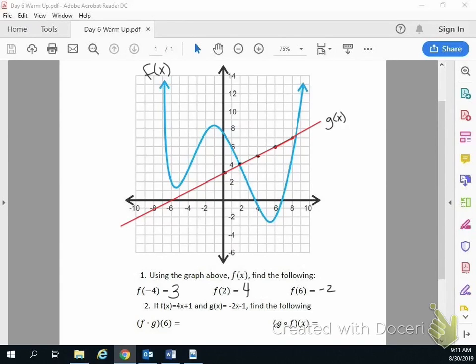Let's say I asked you to do g of f of 2. Okay, so if I do g of f of 2, am I going to work inside out or outside in? Inside out. So right now, all I care about is f of 2. I could care less about the g. I've got to find f of 2. Which we already found out that f of 2 was what? 4. So I'm going to take f of 2 out, and I'm now going to do g of 4. What is g of 4?